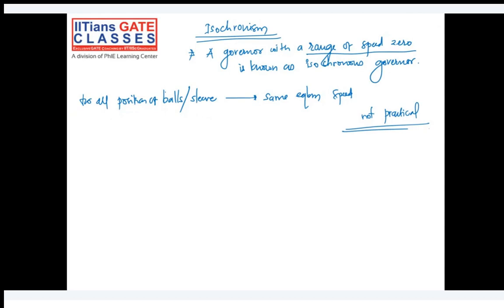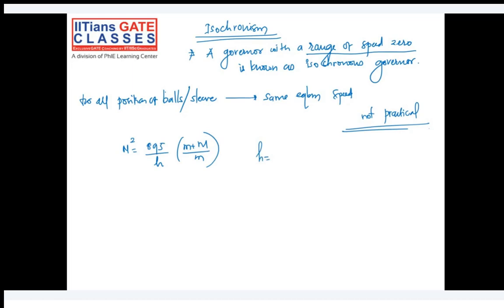Let's take an example of the Porter governor. If you remember the formula for the Porter governor, what was the formula? N was equal to... let me just check the formula in my notes. The Porter governor formula, I think, was N squared equal to 895 by h into (m plus M) divided by m. If you remember, this was the last formula we studied in the Porter governor. So from this I can say h is, in general, the height of the sleeve.